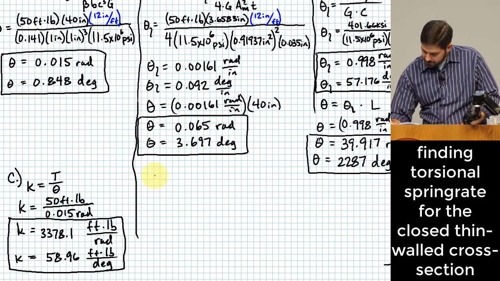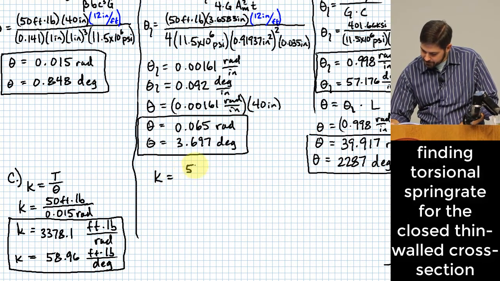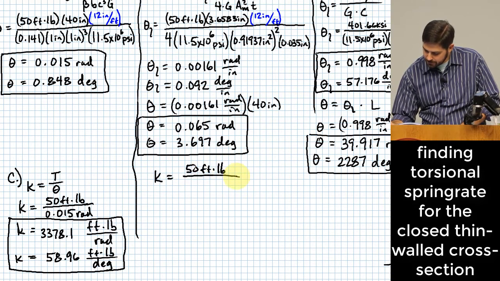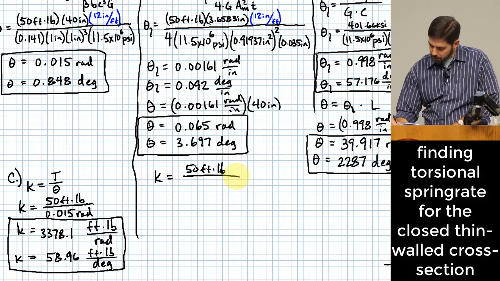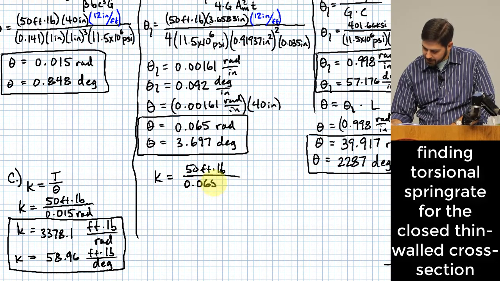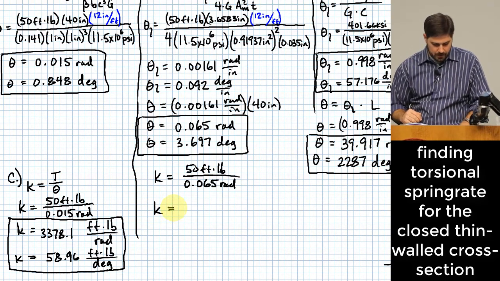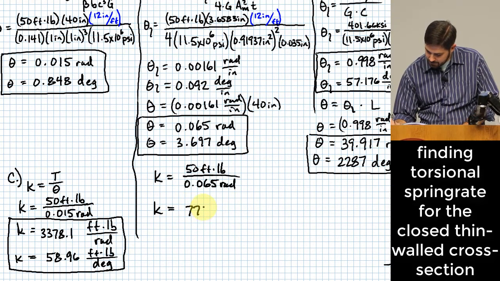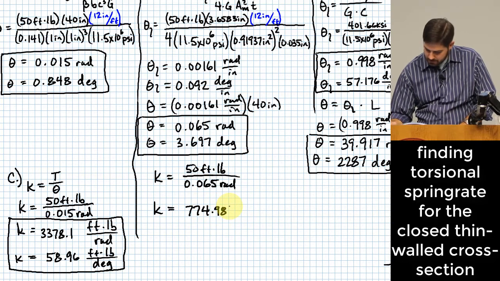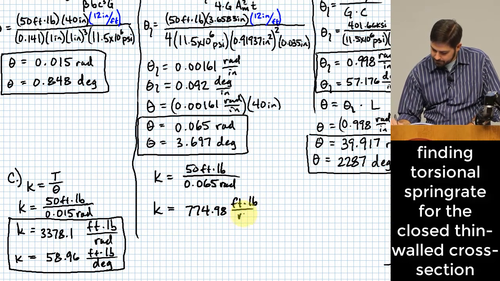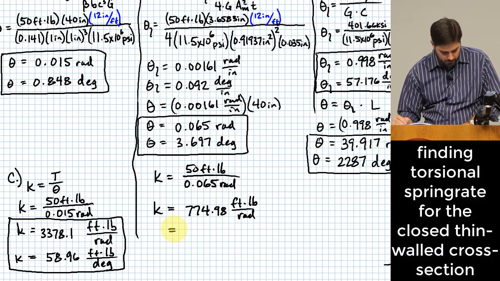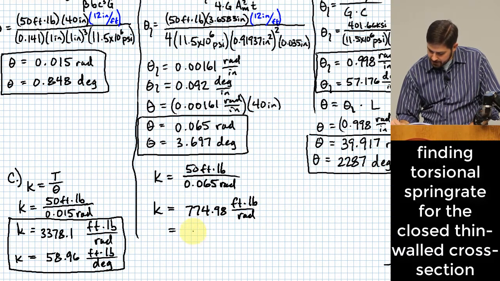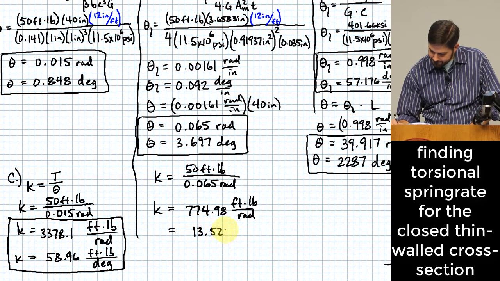Okay. The K value here works the same way, 50 foot-pounds per 0.065 radians. And that comes out to be 774.98 foot-pounds per radian, which is 13.526 foot-pounds per degree.